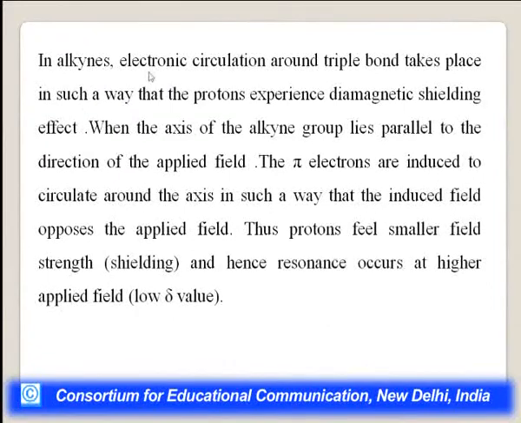In alkynes, electronic circulation around the triple bond takes place in such a way that the proton experiences a diamagnetic shielding effect. When the axis of the alkyne group lies parallel to the direction of the applied field, the pi electrons are induced to circulate around the axis in such a way that the induced field opposes the applied field. Thus the proton feels a smaller field strength, or we can say shielding, and hence resonance occurs at a lower value of delta, or we can say a higher applied field, to overcome this induced magnetic field and reach the position of resonance.